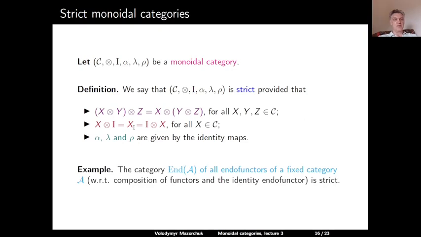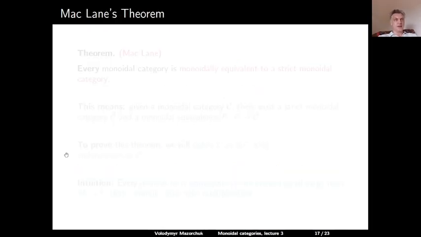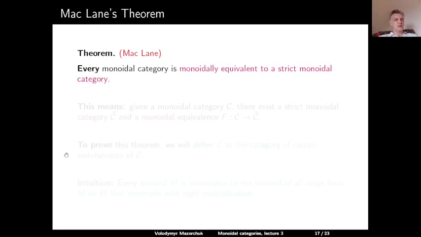For example, the category of all endofunctors of a fixed category, where the monoidal structure comes from the composition of functors and the identity object is the identity endofunctor, this category is strict. And the connection between monoidal categories and strict monoidal categories is given by the following strictification theorem by MacLane. Every monoidal category is monoidally equivalent to a strict monoidal category.